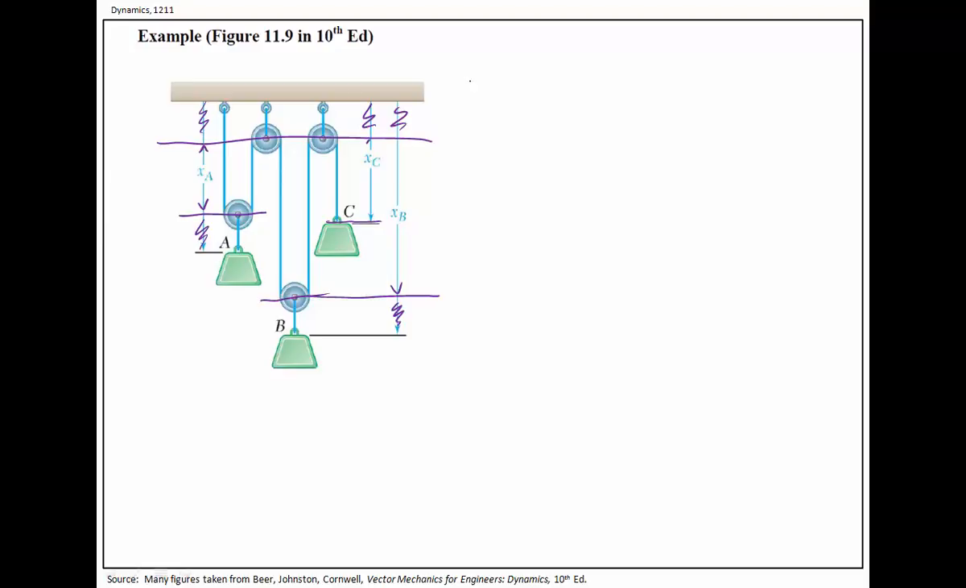So I say, okay, what's my total length? I'll say it's equal to L. First I'll just march through here and say, okay, I want to get this length right here. That's XA. And then this length right here, that's another XA. This length right here, that's an XB. This length right here, another XB. And this length right here, that's XC. All right. So I could just lump these together: XA plus 2 times XB plus XC.